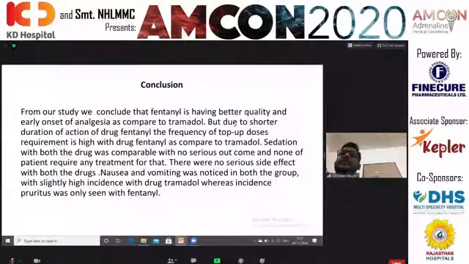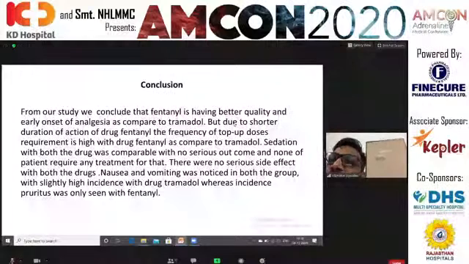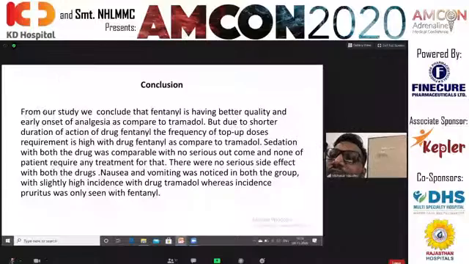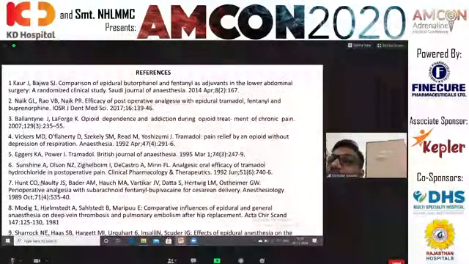So, from my study, we can conclude that fentanyl has better quality of analgesia and earlier onset of analgesia as compared to tramadol. But due to its shorter duration of action, the frequency of top-up required is high in fentanyl. And sedation score in both the groups was comparable, but slightly higher sedation in some patients in group fentanyl. Regarding side effects, nausea and vomiting are present in both the groups. Nausea and vomiting are higher in group tramadol, but pruritus is seen only in the fentanyl group. Next. These are my references. Thank you.